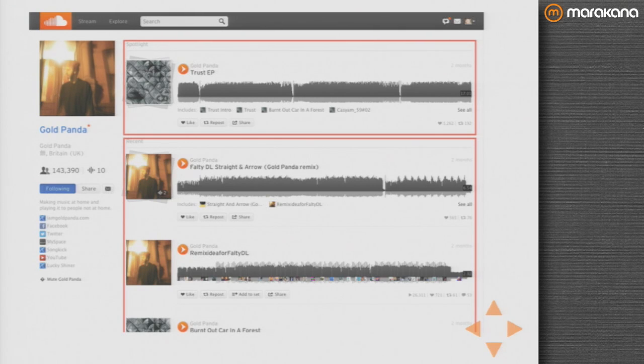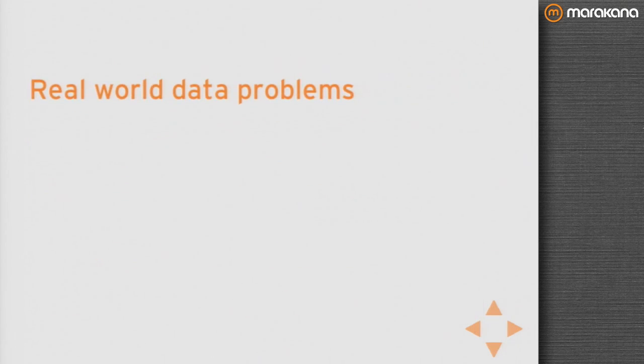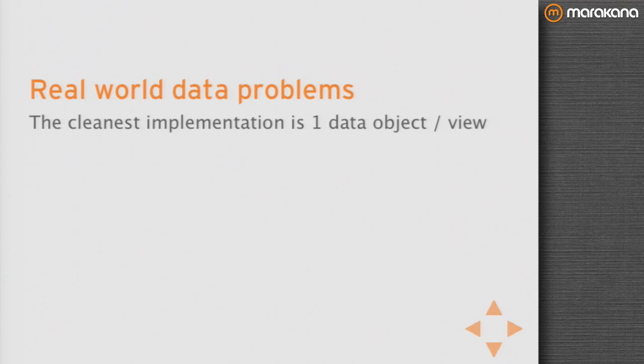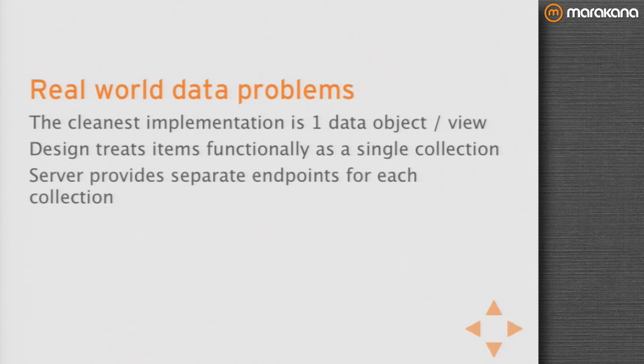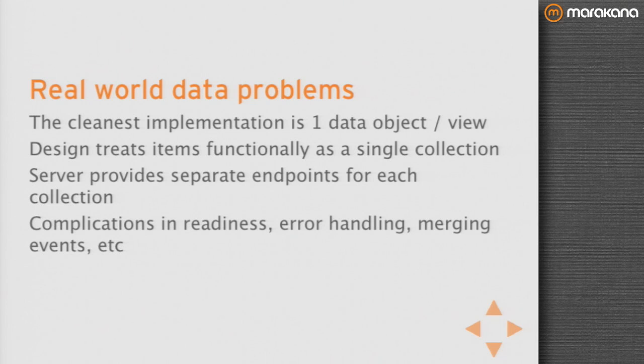So you start running into real problems sorting out how these are going to work on the client. So like I said, the cleanest implementation is really a single data object per functional view. The design treats items functionally as a single collection, but the server provides endpoints for each collection. You start getting into complications: is this collection ready? Is this collection ready? How do we know when to render? What happens if one has an error, et cetera?